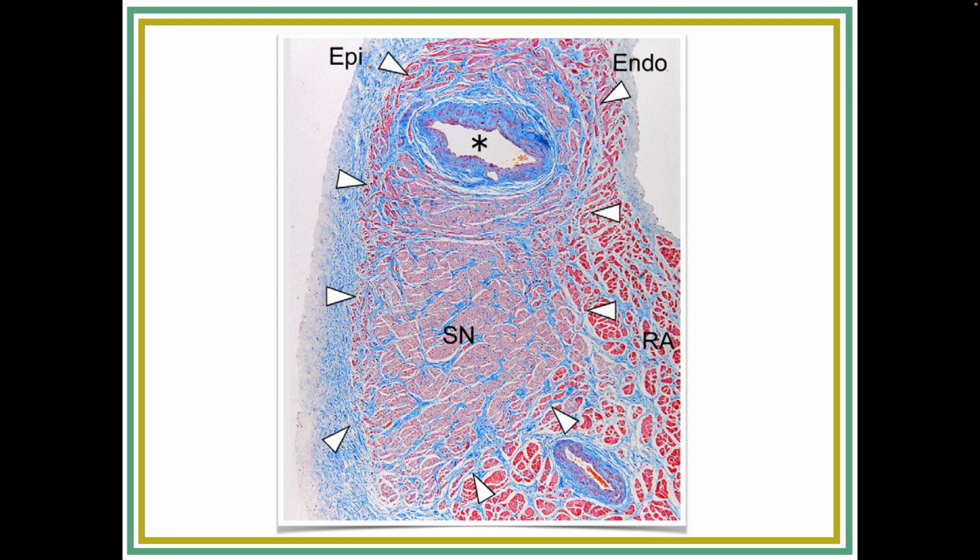Like I said, the SA node is actually really complicated. This is from an 8-year-old female beagle dog. It's the region surrounded. Here's the endocardium, epicardium. So you can see it's not just a little thing. It's a very complicated little structure. And for our purposes, that's really all we need to know, is that it's complicated.